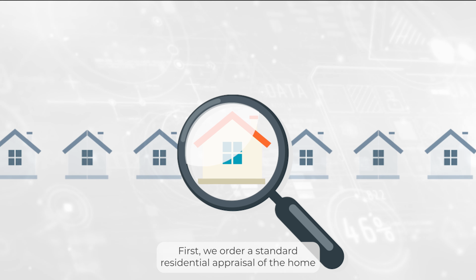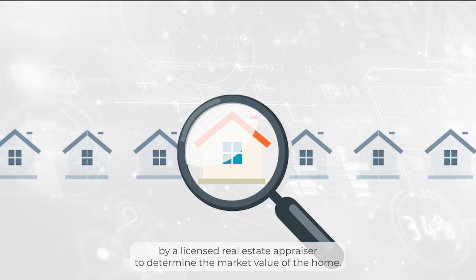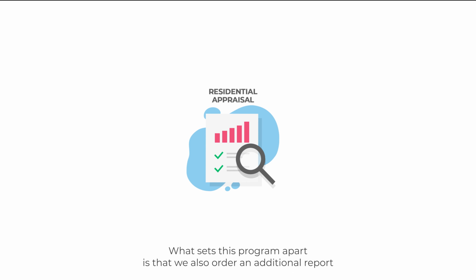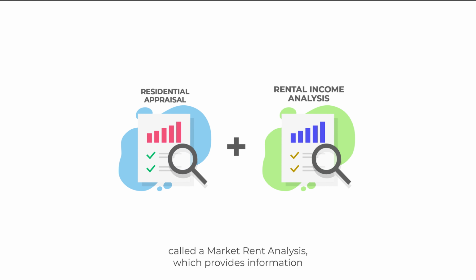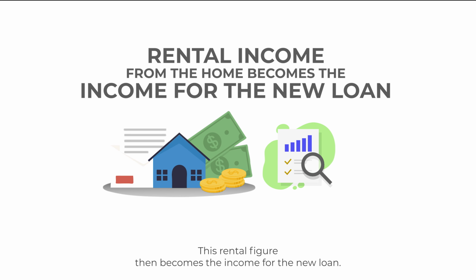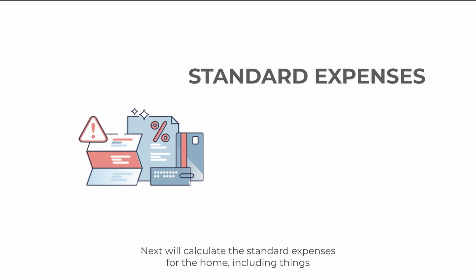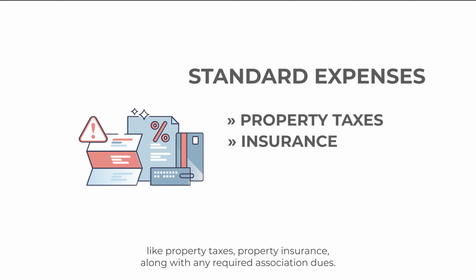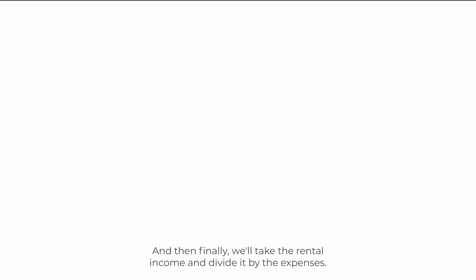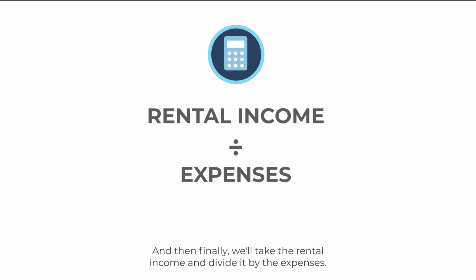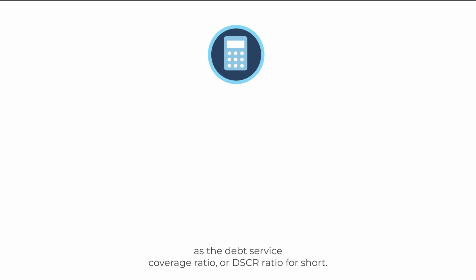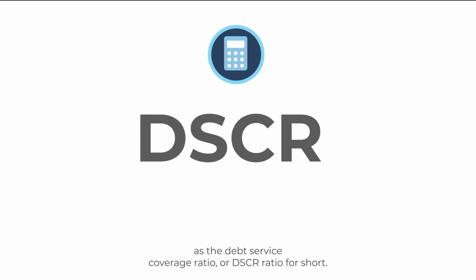First, we order a standard residential appraisal of the home by a licensed real estate appraiser to determine the market value of the home. Now, what sets this program apart is that we also order an additional report called a market rent analysis, which provides information about the average market rents of similar homes in the same marketplace. This rental figure then becomes the income for the new loan. Next, we'll calculate the standard expenses for the home, including things like property taxes, property insurance, along with any required association dues. And then finally, we'll take the rental income and divide it by the expenses. The resulting number is known as the debt service coverage ratio, or DSCR ratio for short.